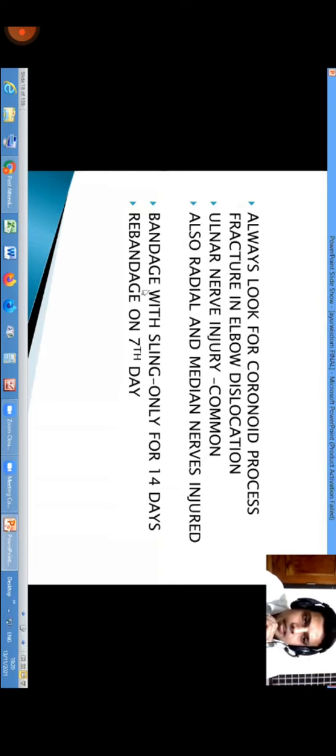Then the complications of elbow dislocation are ulnar nerve injury. Also, radial and median nerves may be injured. Then treatment is bandage with sling. The bandage should not go beyond 14 days, because there will be stiffness in the joint. Rebandage on the 7th day. A total of 14 days of bandage is needed.